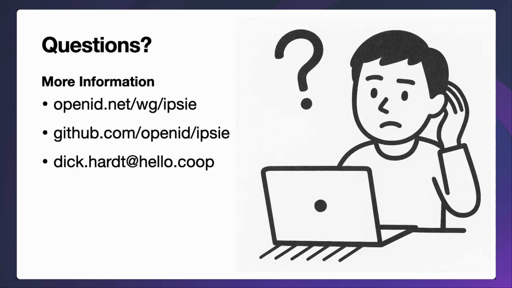So if you'd like to know more about IPSIE, you can find the working group on the OpenID.net site at this URL. You can also follow along and look at the existing standards. If you're interested, we'd love other people to come in and participate and provide feedback in the working group. It's a public forum. People can go and file issues there.